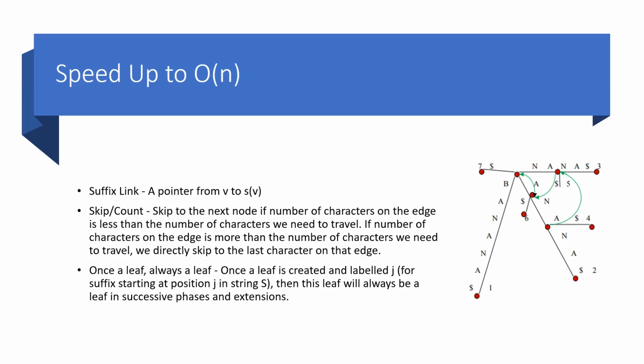And then another technique is once a leaf, always a leaf, where once a leaf is created and labeled, let's say J, for a suffix starting at position J in the string, then this leaf will always be a leaf in successive phases and extensions. So once a leaf is labeled as J, extension rule 1 will always apply to extension J in all successive phases.